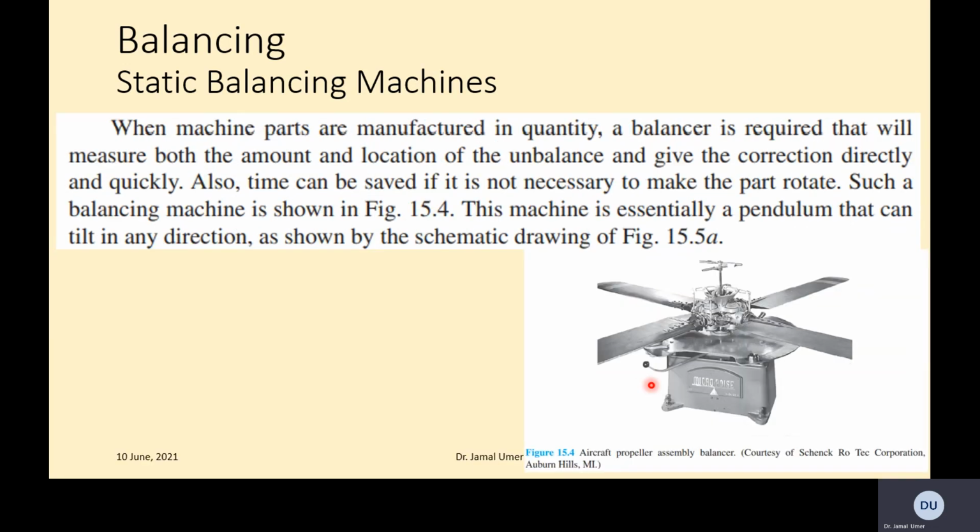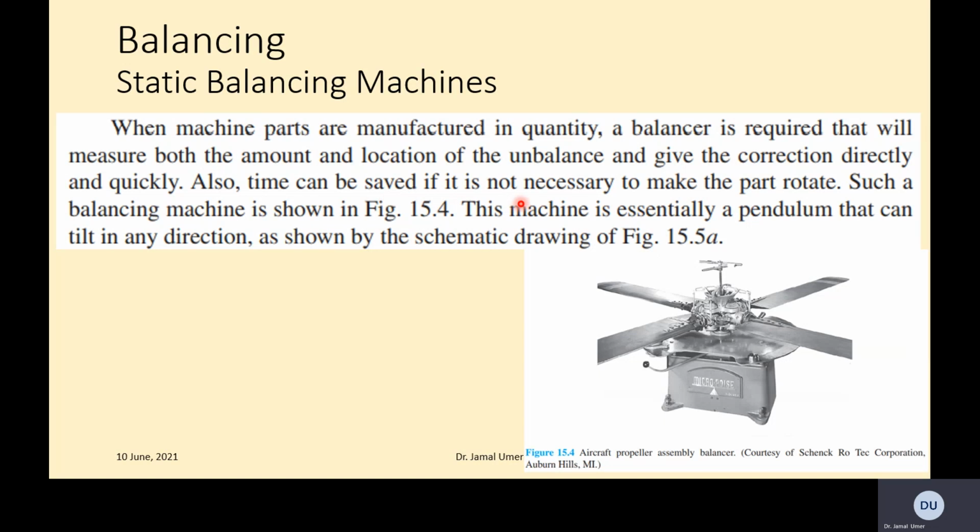All right. So when machine parts are manufactured in quantity, a balancer is required that will measure both the amount and location of unbalance and give the correction directly and quickly, right? So you can place on such a component and find out where the unbalance is. These kinds of machines are placed within the manufacturing line. So you manufacture, you quickly see if it's balanced or not. You put another part, you see if it's balanced or not. So the balanced part will go through, and the unbalanced part needs further attention only.